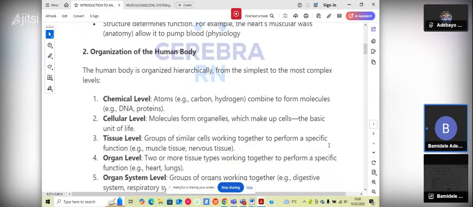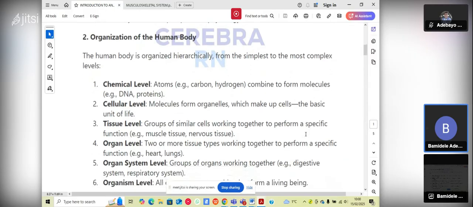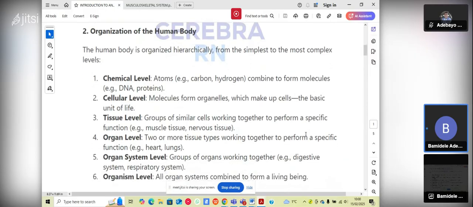The human body is a very complex system, and it's organized from the simplest form to the most complex forms. The simplest form of the human body is the chemical level. That is the simplest form. That is, we are talking about the gases, the ions, the atoms, the molecules.